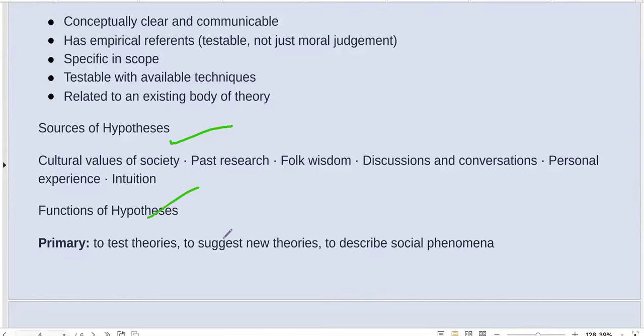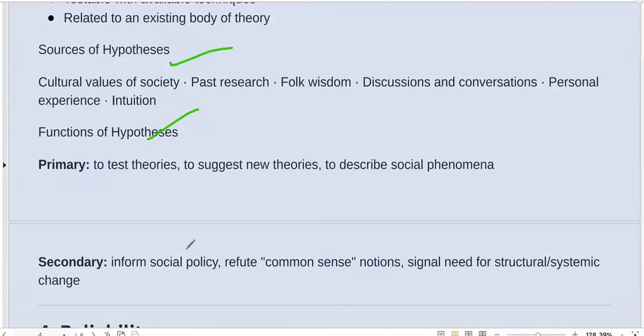Then what is the function of hypothesis? The primary function of hypothesis is to test the theory, to formulate new theories, to describe a social phenomenon. If I want to describe the caste system, I need to make a hypothesis. Is the caste system serving this purpose, or is it dysfunctional? I need to make a hypothesis. Then only I will be able to make a theory.